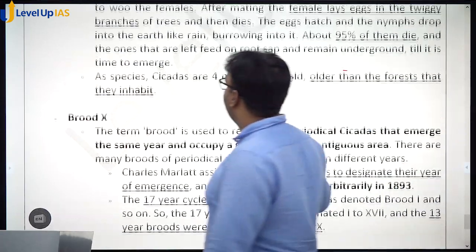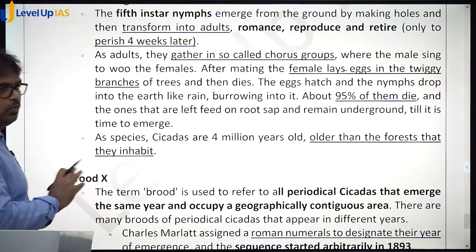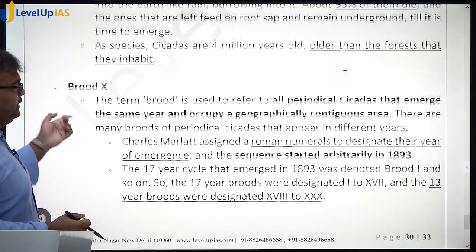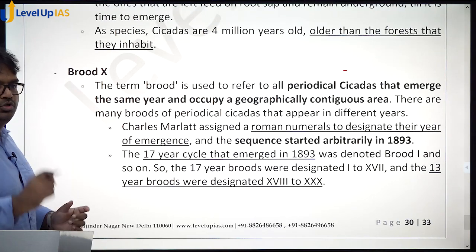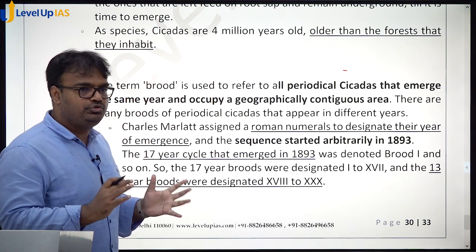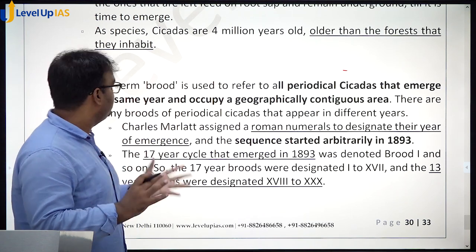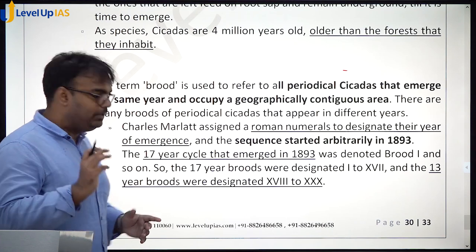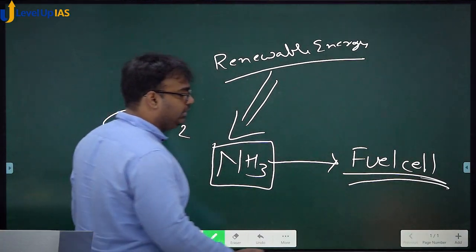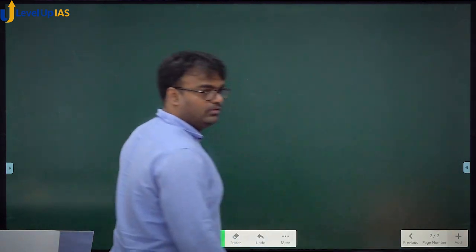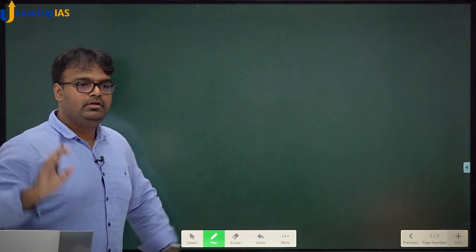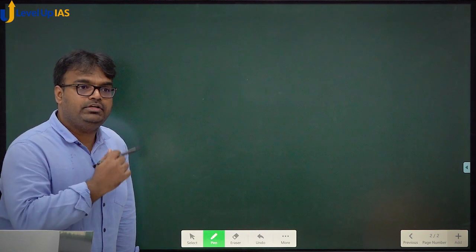The cicadas which came out now were called brood X. So what is meant by brood? Brood generally refers to periodical cicadas which emerge in the same year. So please note one thing, we read about the Nilgiri flowers, which flower once in 12 years. This is not the case with cicadas.